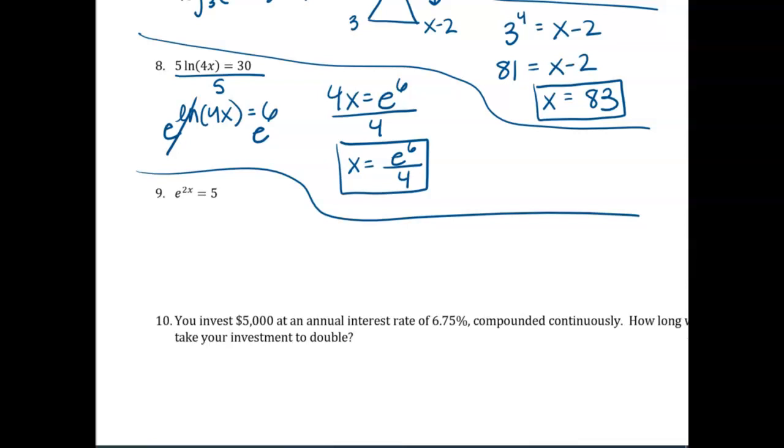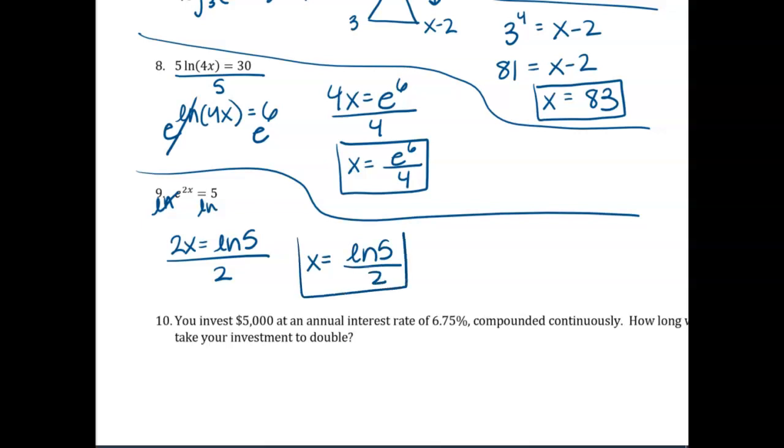Last example of this type. Now we have an e just on one side. We want to get rid of it. There isn't a number in front of the e, so if we natural log both sides, these are right next to each other, the natural log and the e, so they cancel. So 2x is equal to the natural log of 5 divided by 2. So x is equal to the natural log of 5 over 2.